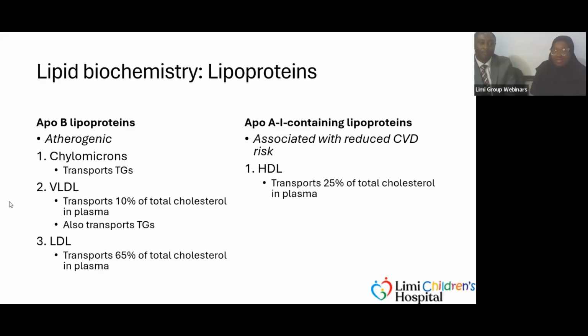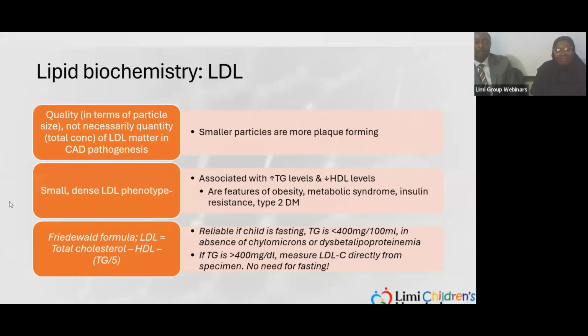What is to note is the low density lipoprotein, which transports 65% of total cholesterol. So you can see the importance of LDL in assessing for cardiovascular risk. The higher the LDL, the more cholesterol it's containing. And then the ApoAI containing lipoproteins, which are the non-atherogenic, that's the high density, which is protective. So low density lipoprotein, that's the major culprit here.